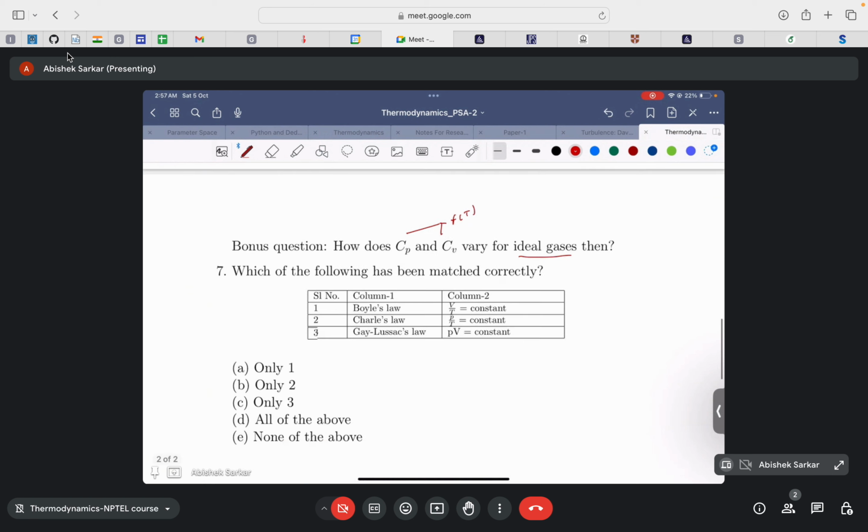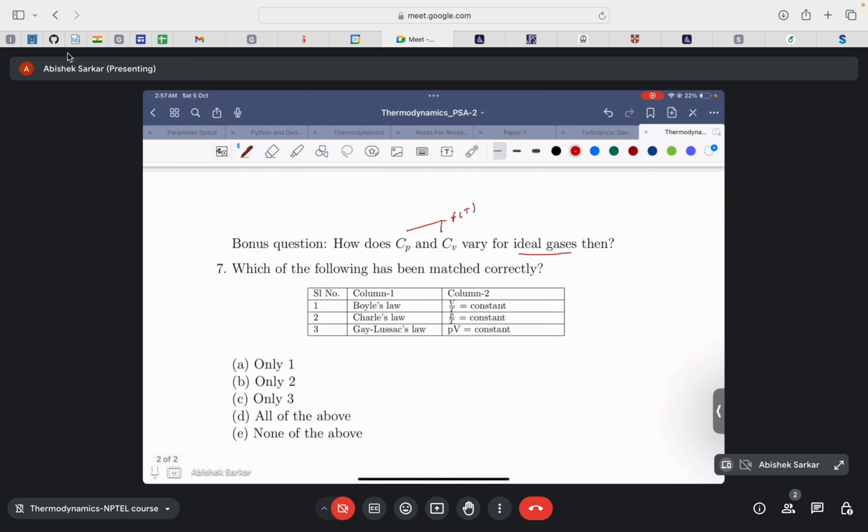So the final question is simple: match the following. Which of the following has been matched correctly? Charles' law is this one. Boyle's law, Gay-Lussac law is this one. Boyle's law is this one. Since none of them are matched correctly, the answer should be none of the above.